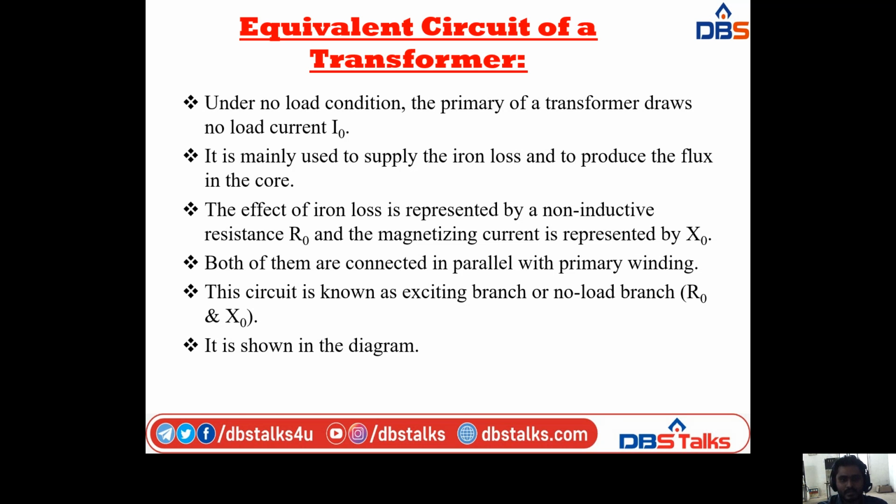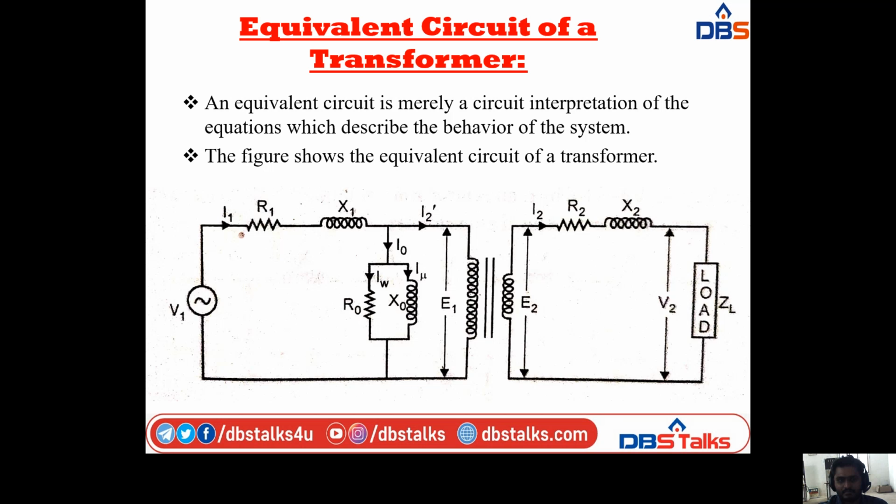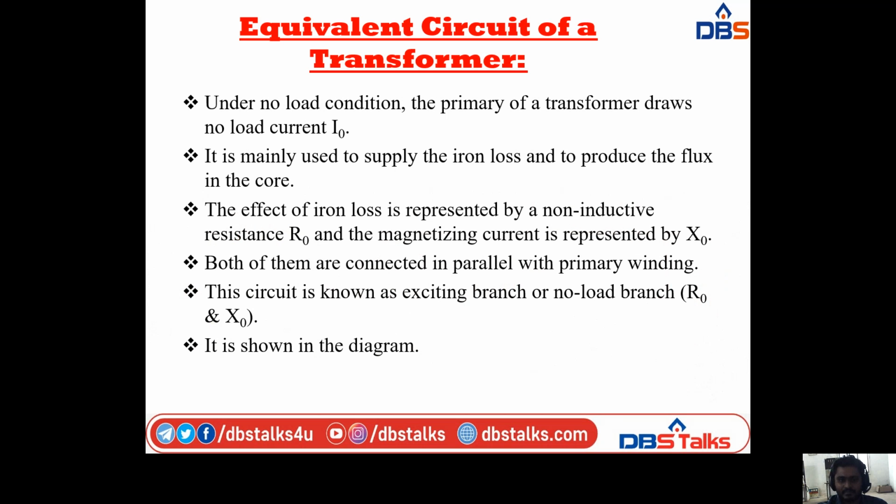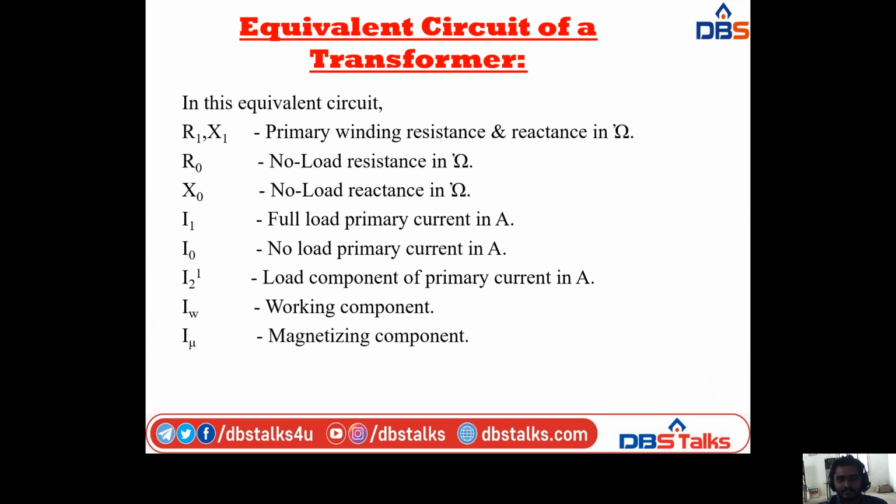Next, that is shown in the diagram, this one. And next, we are moving to another one, in that equivalent circuit, that is the first diagram. From that circuit I am taking the parameters. In the diagram we have R1 and X1 parameters. R1 means primary winding resistance and X1 means primary winding reactance.